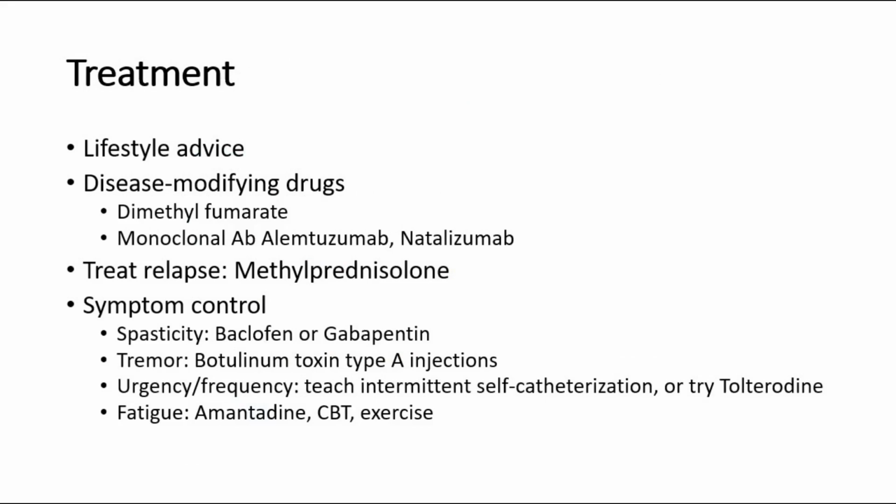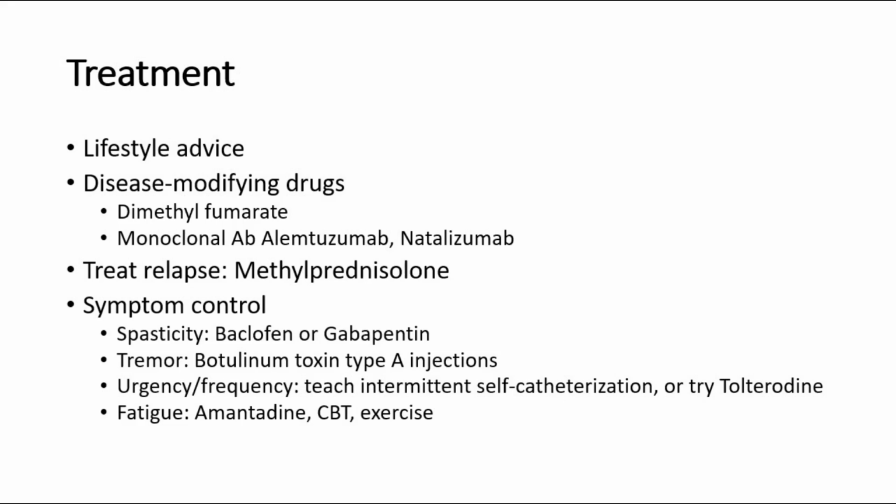For treatment of multiple sclerosis, we give lifestyle advice, ask the patient to go for regular exercise, stop smoking, and avoid stressful activities. Disease-modifying drugs like dimethyl fumarate are an option for mild to moderate relapsing remitting multiple sclerosis, whereas the monoclonal antibodies such as alemtuzumab and natalizumab are also approved for relapsing remitting disease.